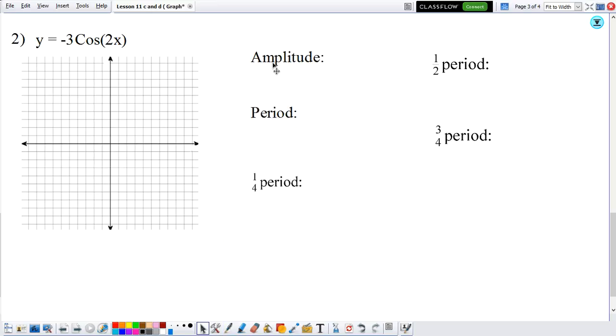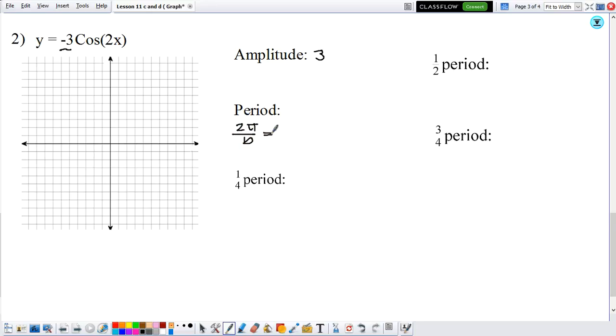Now let's start with the amplitude. Here, for the amplitude, we see that the number in front of the function is -3. The amplitude is always positive, so it's just 3. Here we see that the period, again, is 2 pi over b, and here b is just 2, so we have 2 pi over 2, which just becomes pi, because the 2's cancel out.